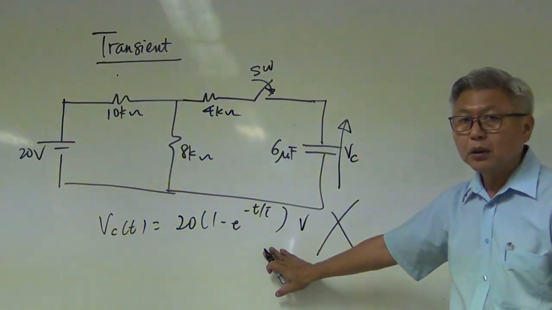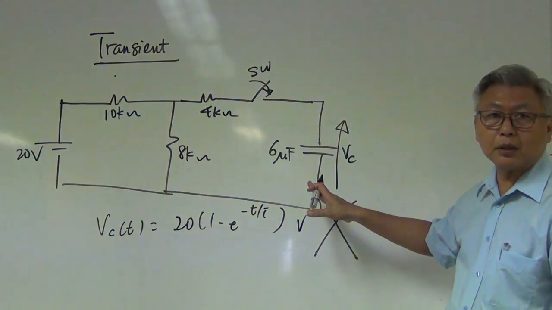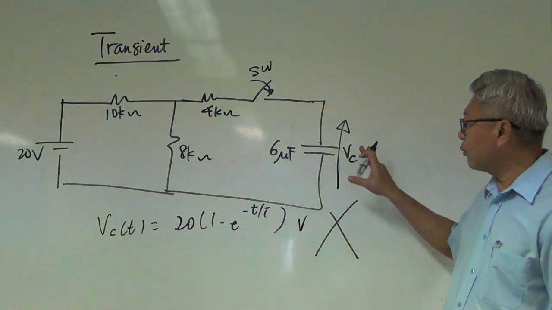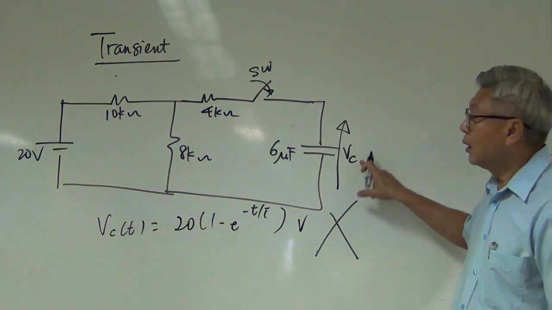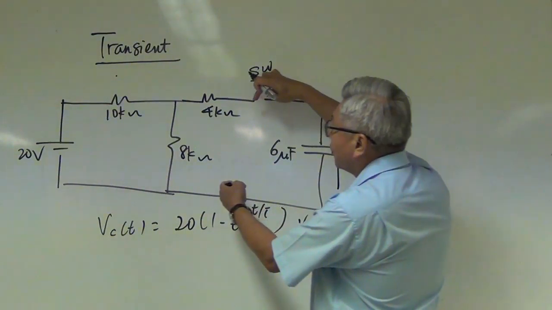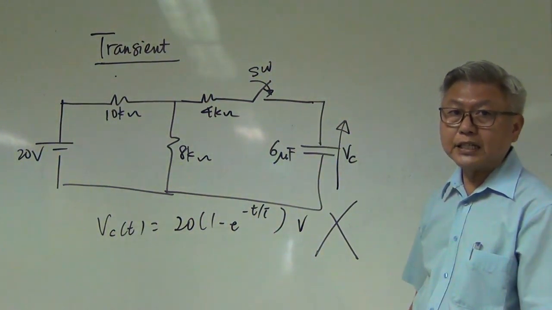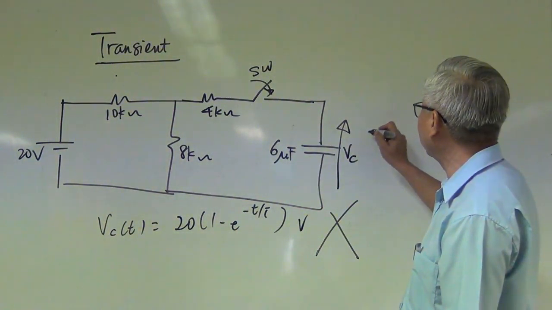Why is it wrong? Because this circuit is not a simple series circuit. So you therefore cannot come to the conclusion that the capacitor is charging to 20 volt. It is not. The voltage is being charged to the voltage that it is facing. So you therefore have to use Thevenin's theorem that you learned in year 1 to make the circuit into this.